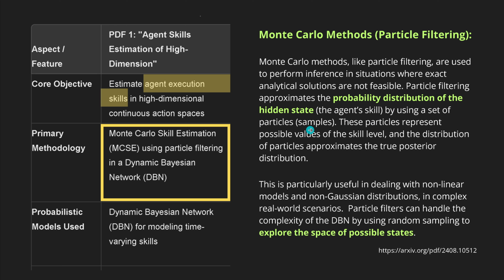We just sample the event. So these particles represent possible values of the skill levels, and the distribution of particles approximates the posterior distribution. And this is a methodology we use when we deal with nonlinear models and non-Gaussian distributions in complex real-world scenarios, and this is exactly where we are. Particle filters can handle the complexity of a dynamic Bayesian network by using random sampling to explore the space of possible states. So we do what I showed you with this simple two-dimensional Monte Carlo simulation to calculate pi.